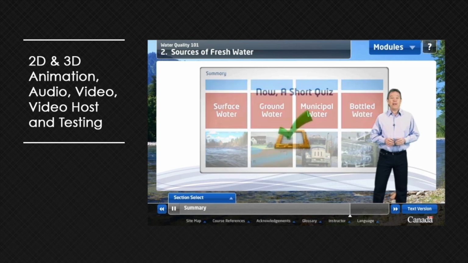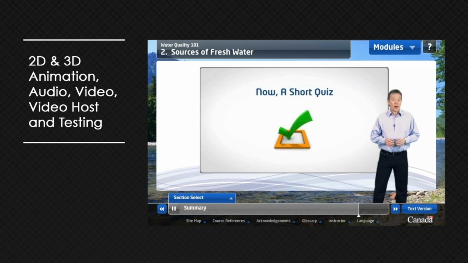Now, get ready for a short quiz that will test your understanding of what you have learned in this section. To begin, click on the blue arrow.